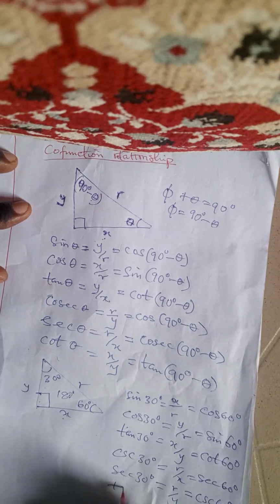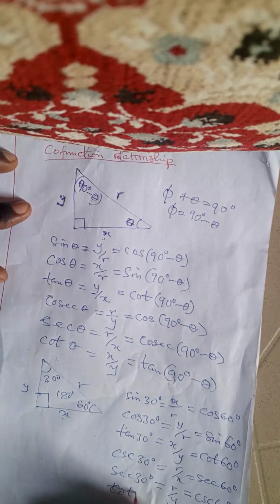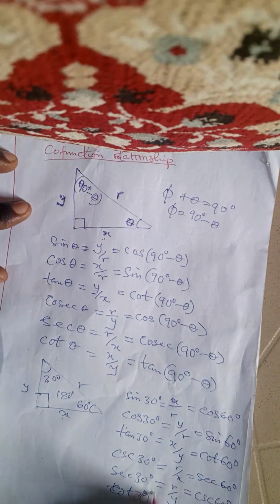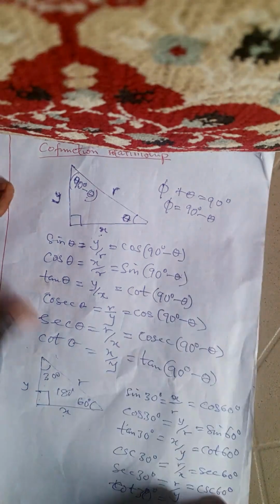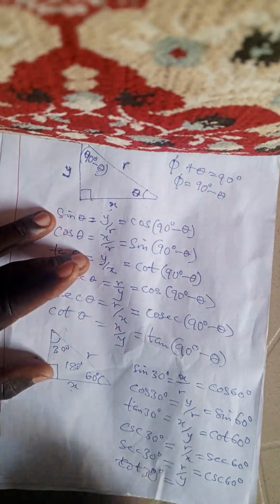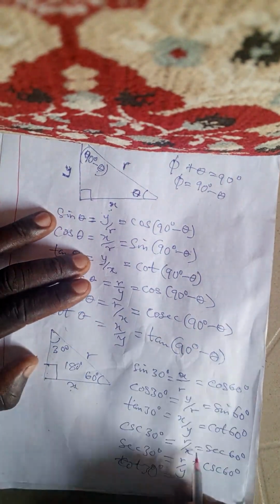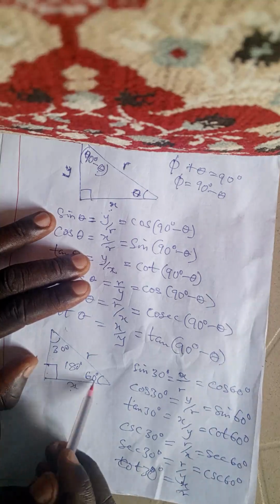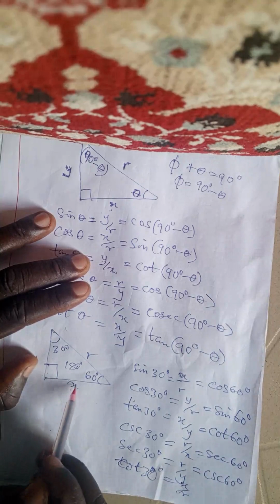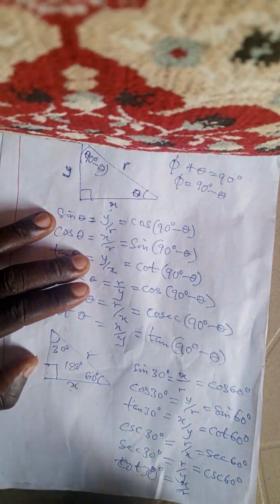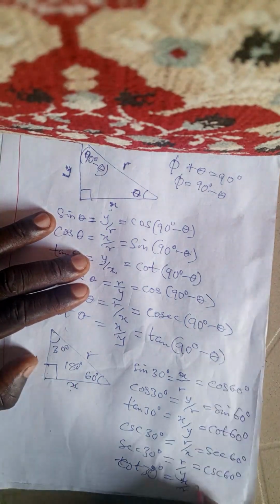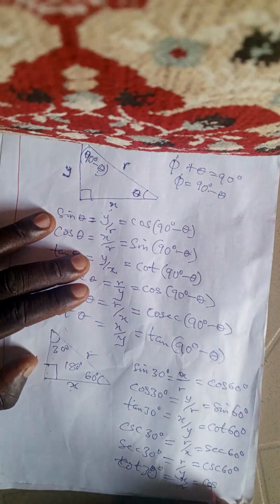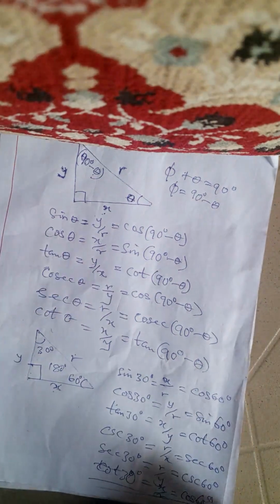Now, cot 30 degrees. What is cot 30 degrees? Cot 30 is x over r. But what is x over r in terms of 60? It is adjacent over hypotenuse. So this is equal to cosine 60 degrees. And that is an example on this.